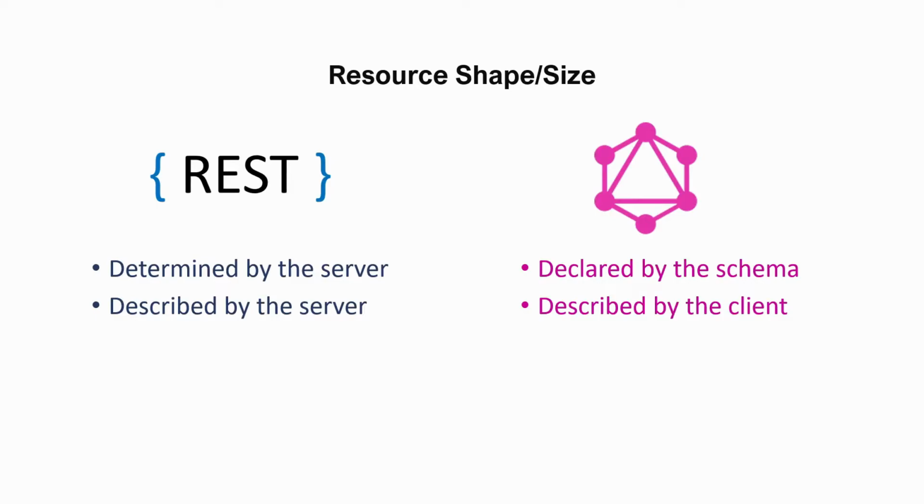For GraphQL, on the other hand, the shape and size of the resource is declared by the schema. You can think of the schema as a map for your data graph. It outlines where your data are and how each piece of data relates to one another. Once the schema is in place, the shape and size of the resource is actually described by the client, so the client can look at our schema and say, okay, I want those resources. And GraphQL is able to connect those requests or fields to each of the resolver functions.